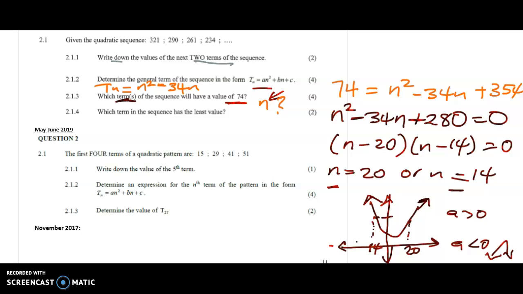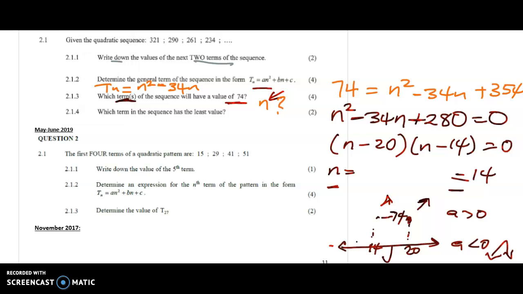At 14 and 20 we have a y value of what? Of 74. That's what it actually means. So for terms, term 14 and term 20 have a value of what? Of 74. I'm just giving you an analogy of what's really going on.